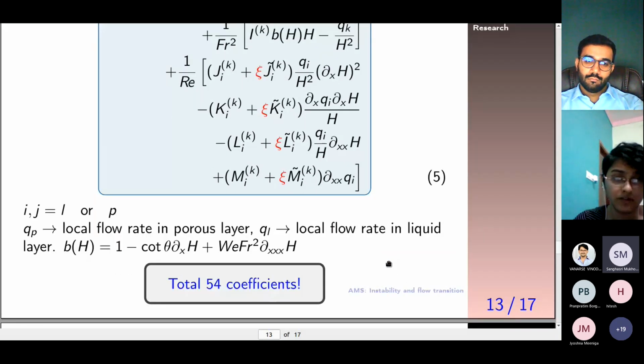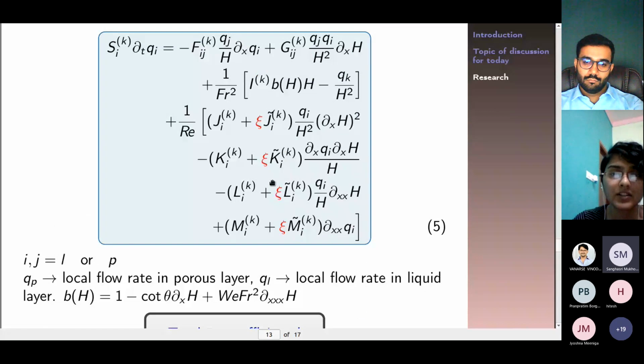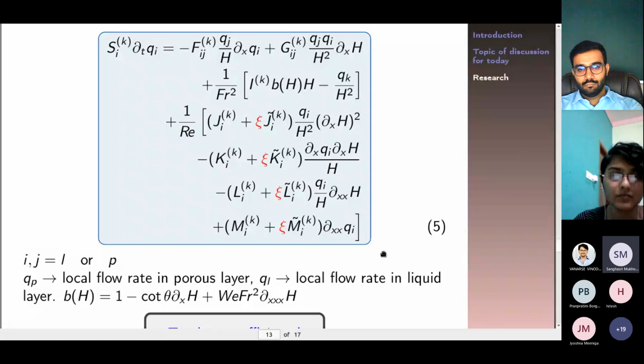So in this model, we have 54 coefficients, and we used some numerical techniques to get this model, because it is not possible to work analytically with this model. So we can see that the anisotropy is coming into the picture through these viscous diffusion terms. There is no inertial term, there is no effect of the anisotropy.